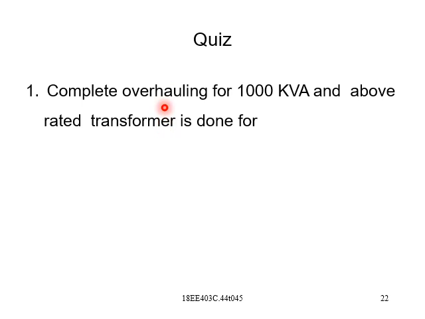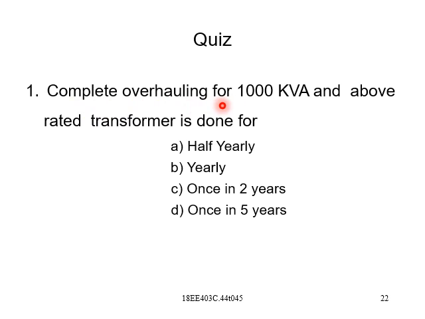So that's it for the session. These are some points about the maintenance which are very clear for below 1000 kVA and for above 1000 kVA with different tables 1 and 2. And we'll see a small quiz involved in this topic: complete overhauling of 100 kVA and above rated transformer is done for.